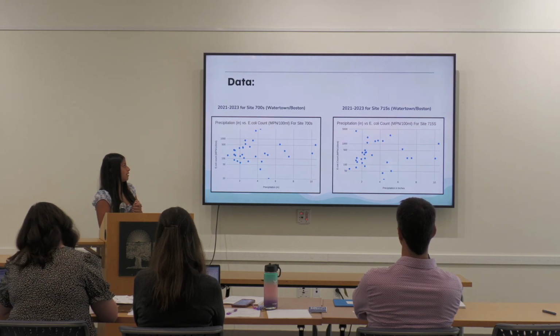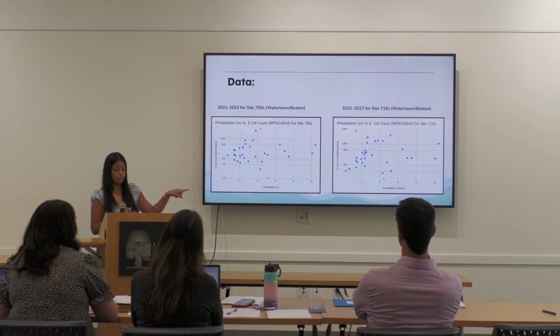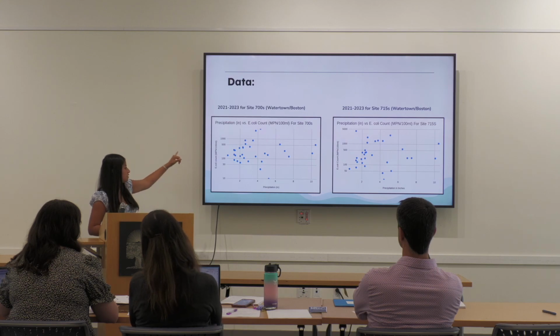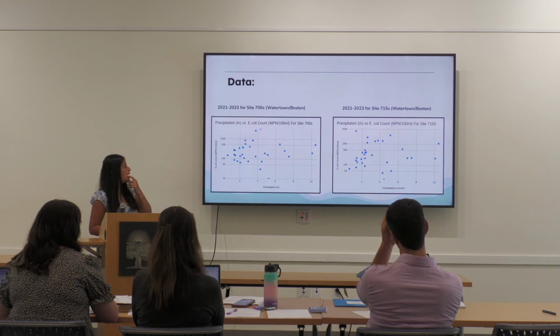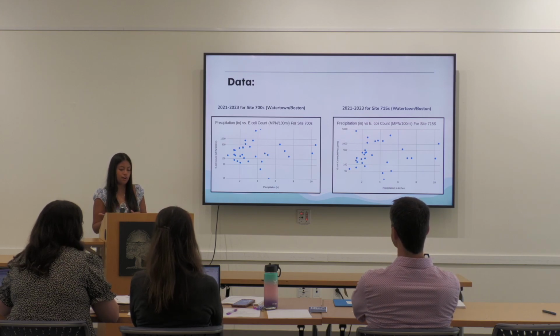So this is my data for Watertown and Boston, both sites, just different locations. So I collected data for 3 years, so 2021 to 2023, and kind of put them all in this graph. So as you can see, E. coli is on this side and precipitation at the bottom. And there isn't much of a correlation, but throughout the graphs, you can kind of see that there's slightly a positive trend.